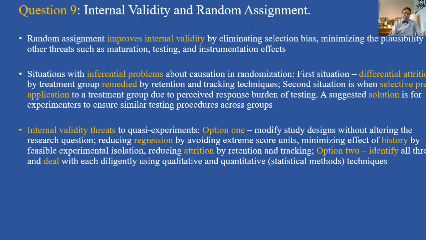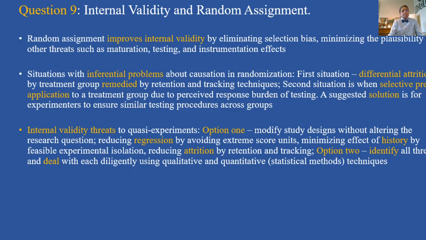would try to preempt such response burden by applying the pretest only to the treatment group. So that is when the second issue can occur. Now, the solution would be to ensure equivalence of testing procedures across groups, and to ensure that the differences in applying any procedures to the two groups, treatment and control groups, are minimized as much as possible, and there is equality in application of all the procedures.